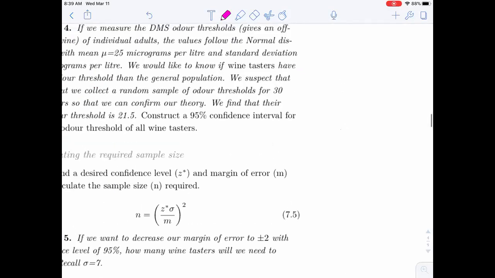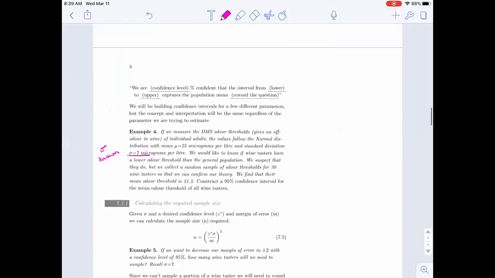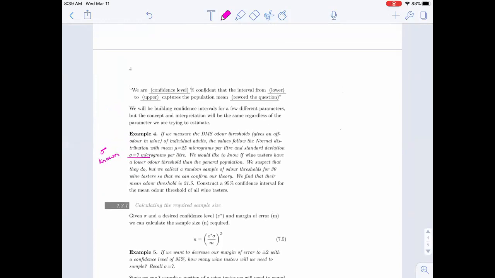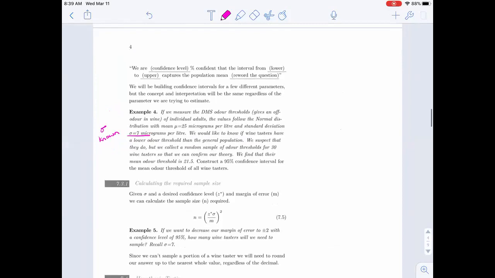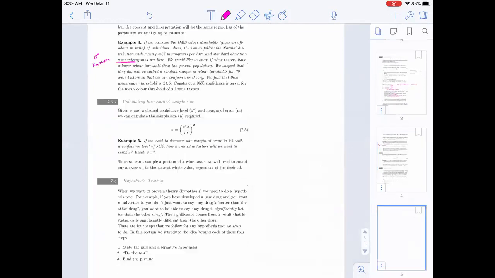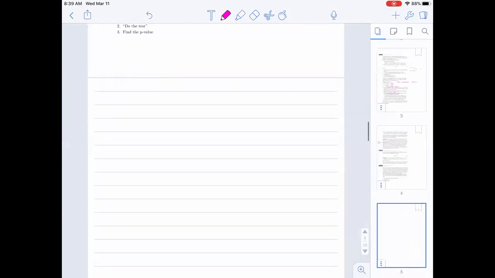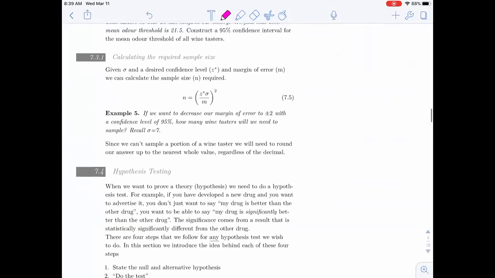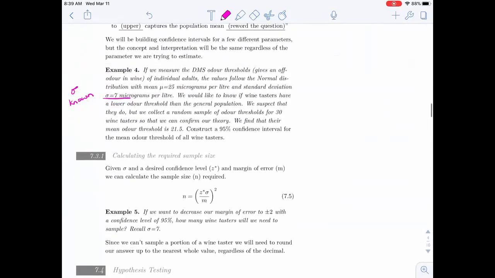How do I, do I try to squeeze it in here? No, I'm going to insert a page here. Add a page. Okay. Let's see here. What example? Example 4.